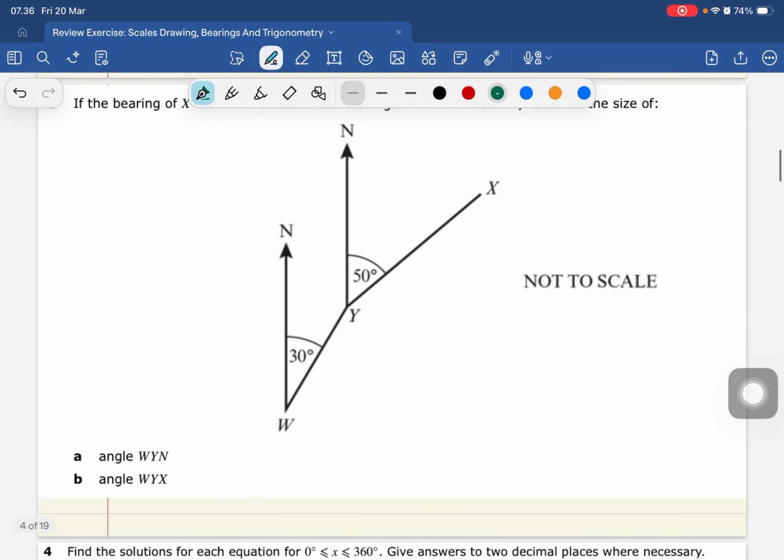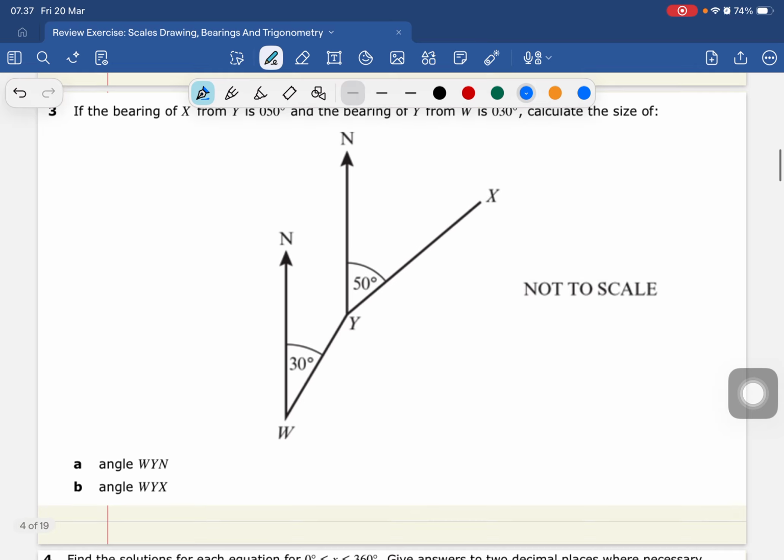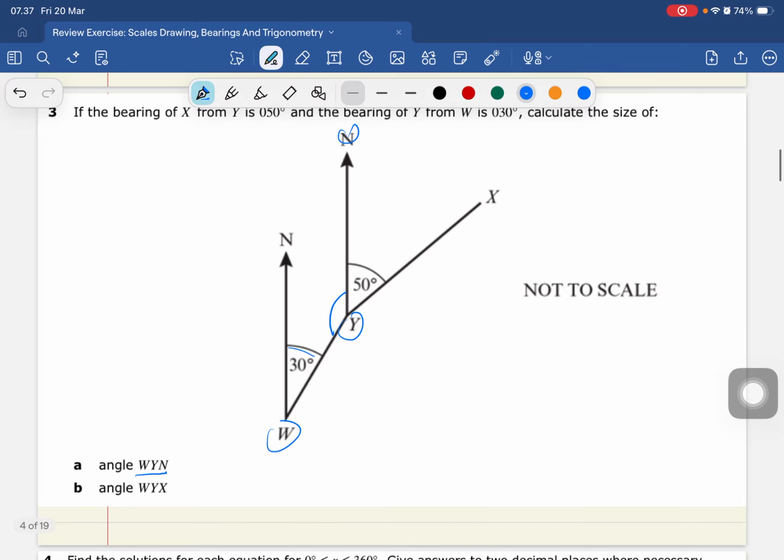Okay, the bearing X and Y. Calculate the size of angle WYN. Okay, this angle. As this is corresponding, so here 30 degrees plus WYN equal to 180 degrees. So WYN equal to 150 degrees.